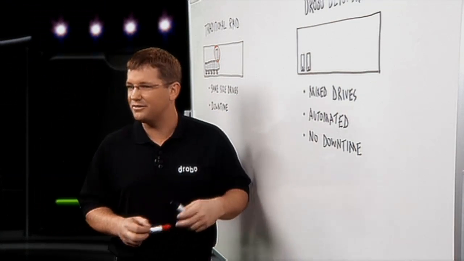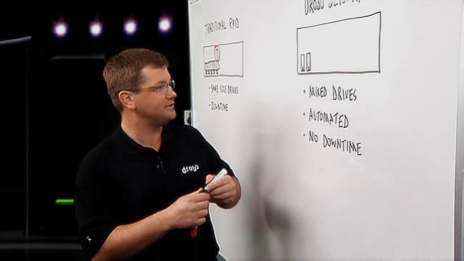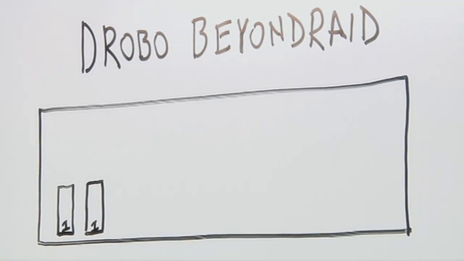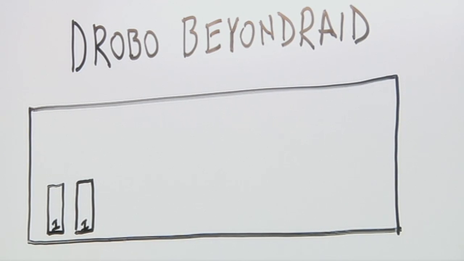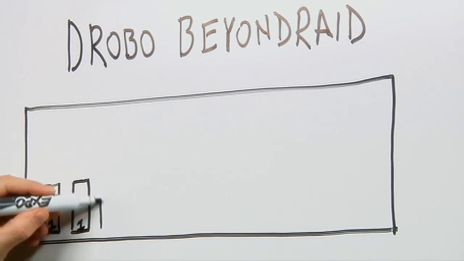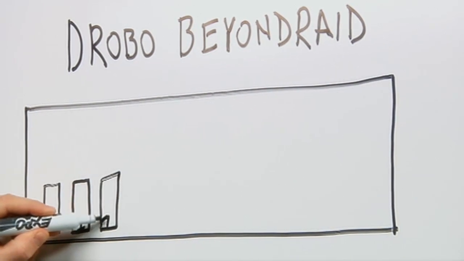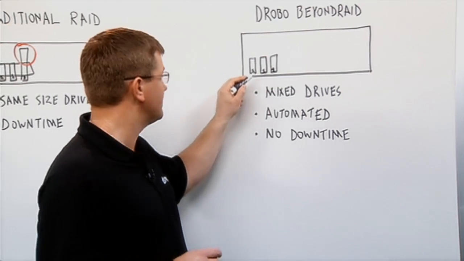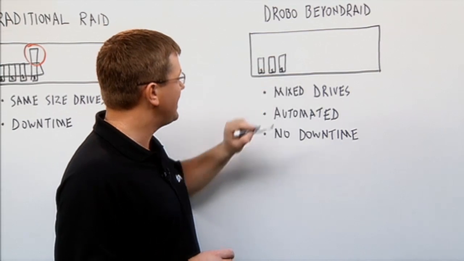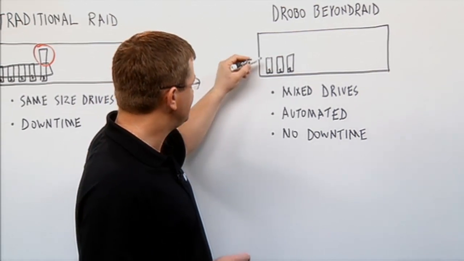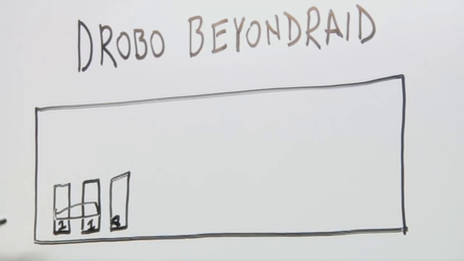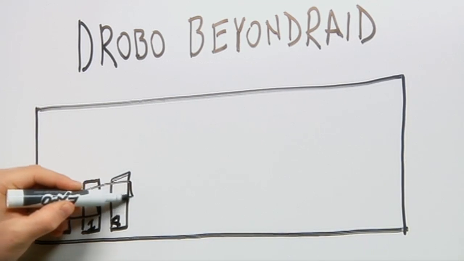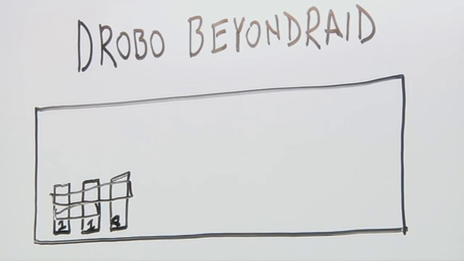With Drobo Beyond RAID, it's very flexible in how it uses mixed drives. So in this example, I'm starting with 2 drives to show you how Beyond RAID works. If I have 2 1 terabyte drives and I add another 1 terabyte drive, it will initially start by mirroring these drives. Drobo's always in a protected mode. It'll mirror the drives. You add a third 1 terabyte drive. Instead of mirrors, it will then start using stripe with parity to maximize capacity. Now I have the capacity of 2 drives with 1 drive being used for parity.